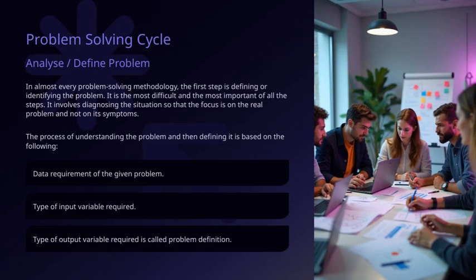Let's start by looking at the type of output variable required, which we call the problem definition. This is essentially what we want the solution to produce. Similarly, we need to identify the type of input variable required. These are the data or information the problem needs to function. Understanding the data requirements of the problem is also crucial. It helps us figure out what kind of data we need to gather or analyze to solve the problem effectively.